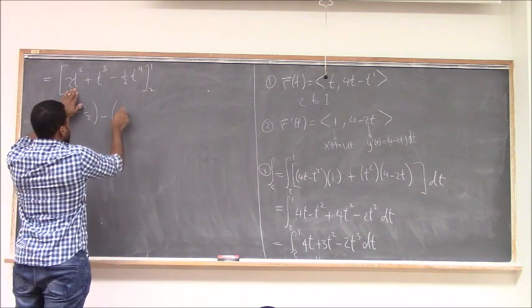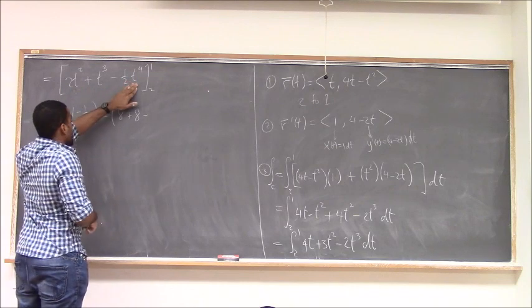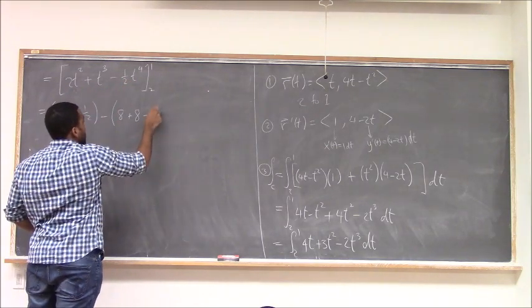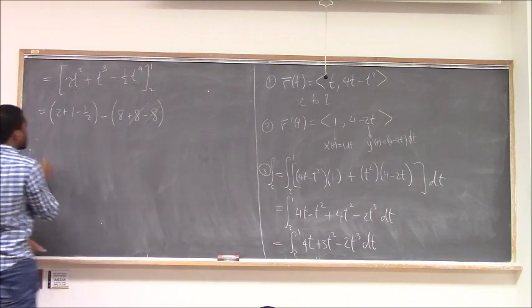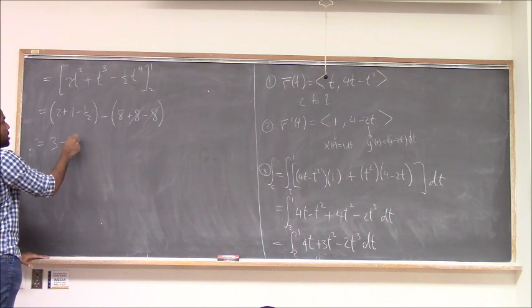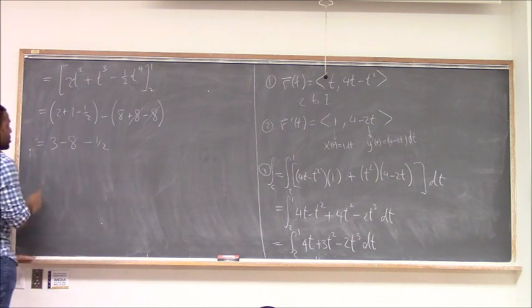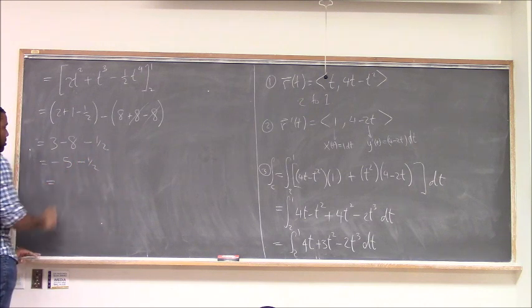So this will become what, 8? Plus 8, minus 2 to the 4th is 16 over 2. It's another 8. So these guys equal each other. And so what am I going to have? 3 minus 8 minus a half. Minus 5 minus a half. So that's minus 11 over 2.